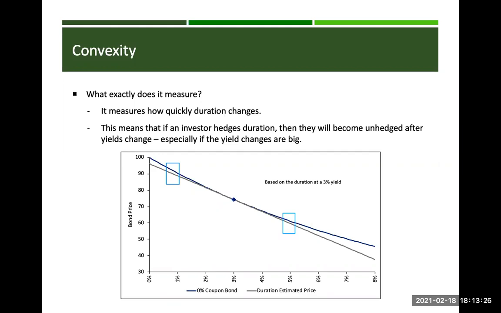But the point of it is not to actually get an accurate estimate. The point of duration and convexity is to give you a sense for your interest rate risk exposure. And if you're hedging using various products in financial markets, like bond futures, interest rate swaps, you can also estimate how much residual convexity exposure you will have if you're using instruments to hedge your interest rate risk exposure.